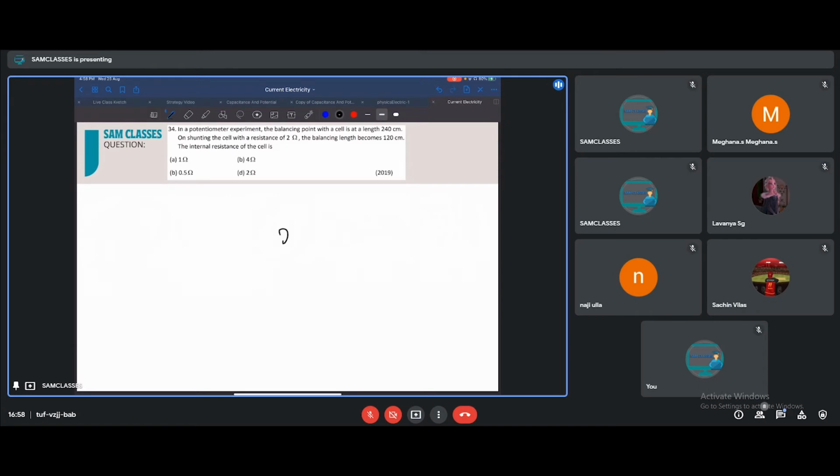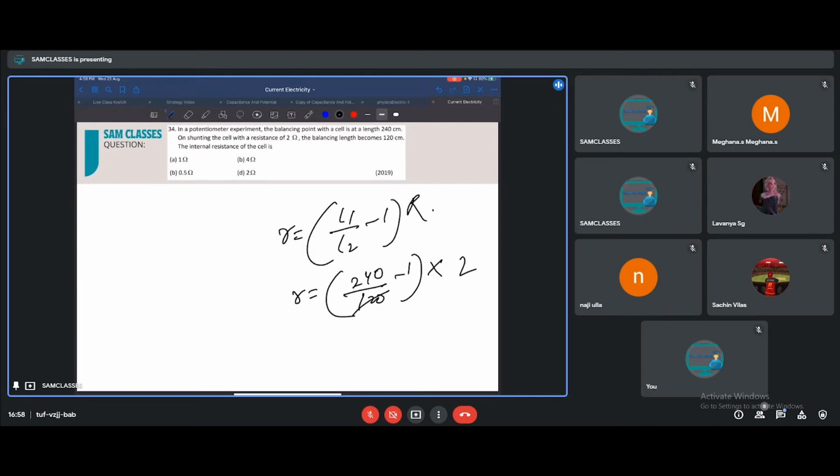So I gave you the formula r is equal to what? L1 by L2 minus 1 into capital R. So small r is equal to what? L1 is what? First is 240 length. Next is 120 minus 1 into the shunt resistance is how much? 2. That's it. So 2 minus 1, that's it, 2. Any difficulty here? Directly formula.